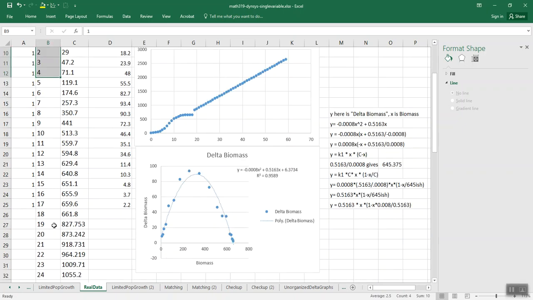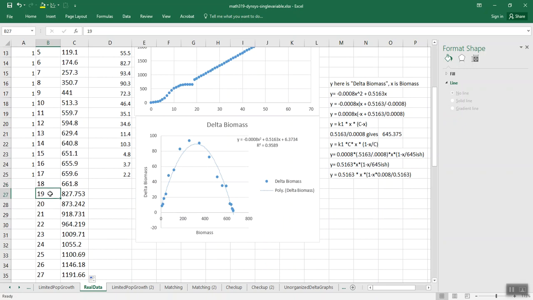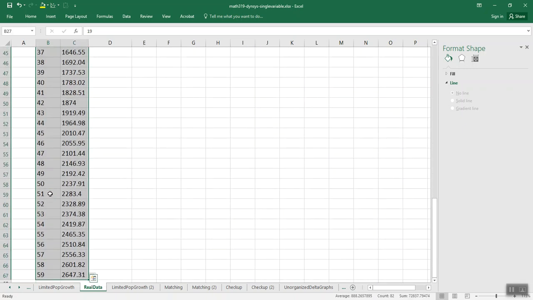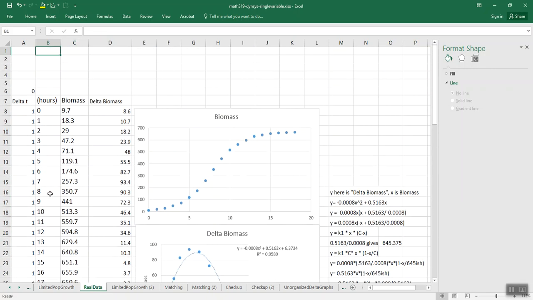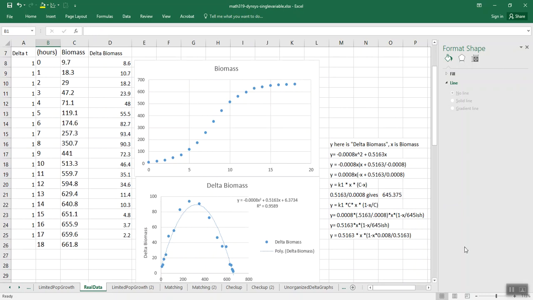But let's go back and erase all the non-real data values here, just so we don't leave it looking strange or with artificial data.